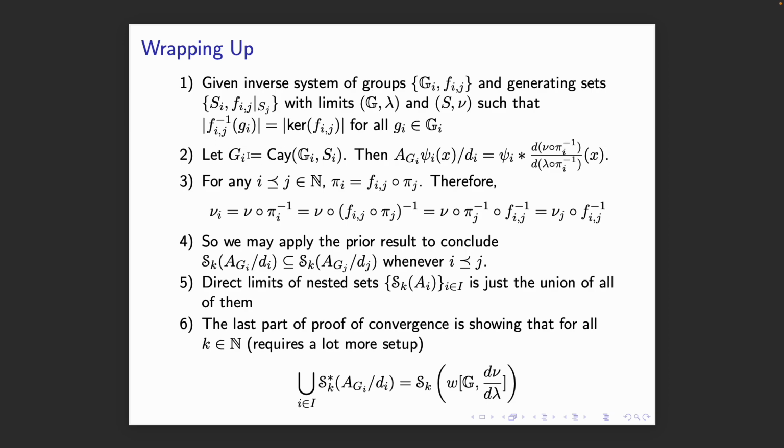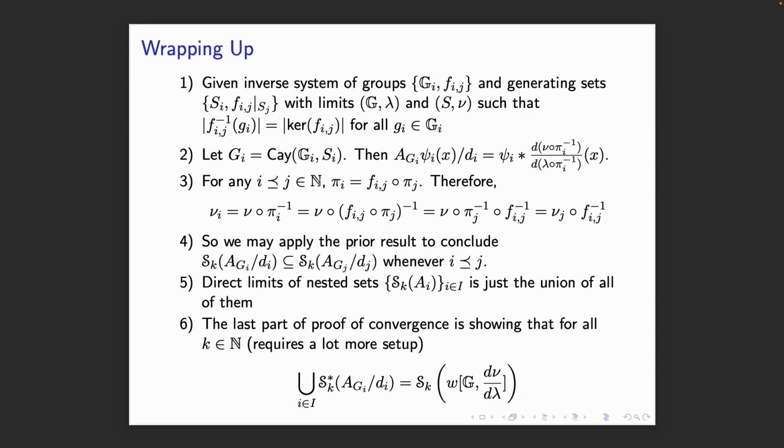But back to the wrapping up part. We have a sequence of graphs, the Cayley graphs of these G_i with respect to generating sets S_i. The key result, or I guess the key characterization of the normalized adjacency matrix, is that it is convolving functions on the group, which is the vertex set of the graph, with the density of the push forward of the limiting neighborhood measure with respect to the push forward of the limiting Haar measure.